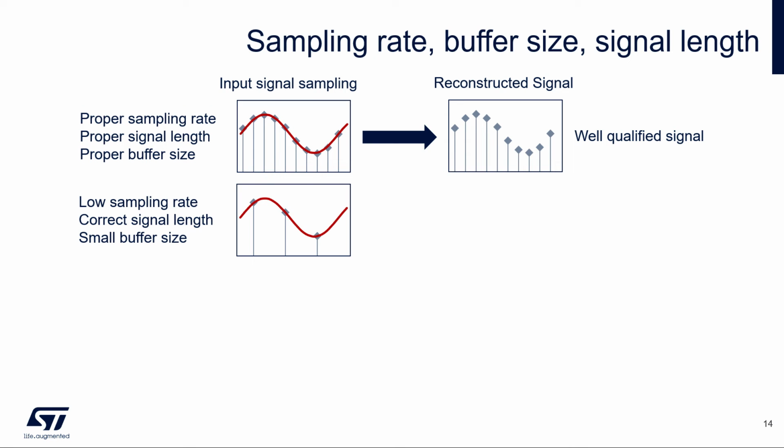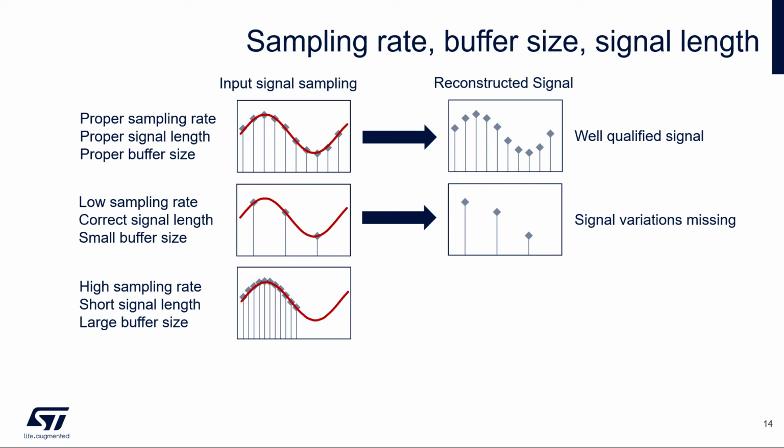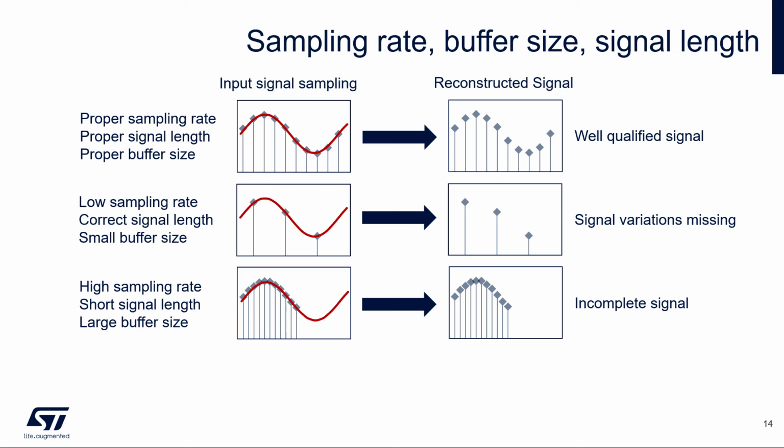But if you use a low sampling rate with a correct signal length and thus a smaller buffer size, only 3 samples in this case, then it will lead to a reconstructed signal that will miss most of the signal variation and will not be qualified. Then, with a high sampling rate, a shorter signal length, but still a large buffer size, we have as many samples as in the first case. Then we have, let's say, a good precision on the signal, but we are still missing a lot of information. So we have an incomplete signal.